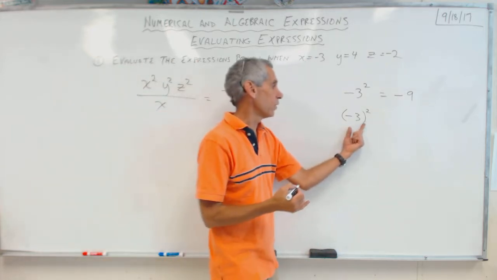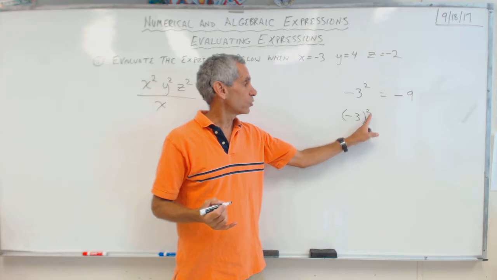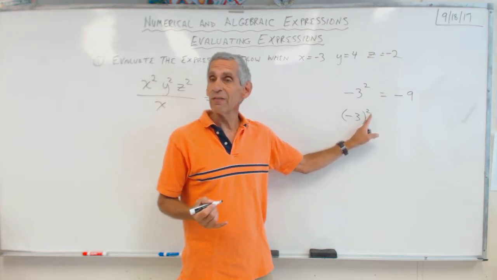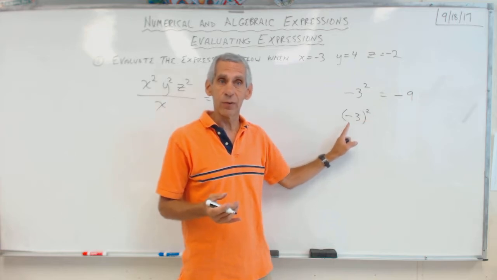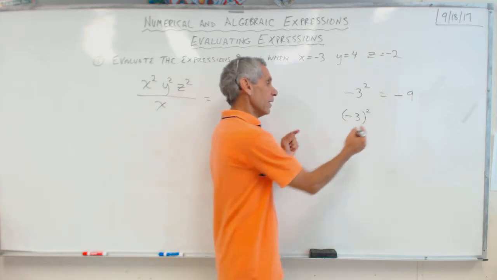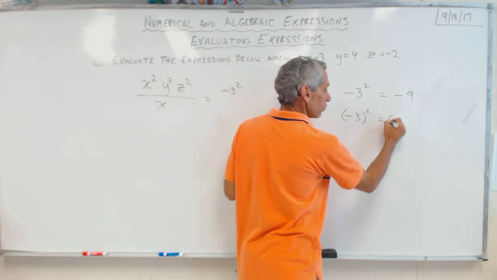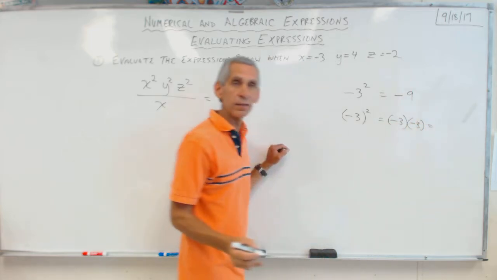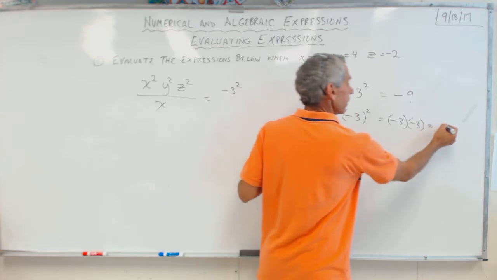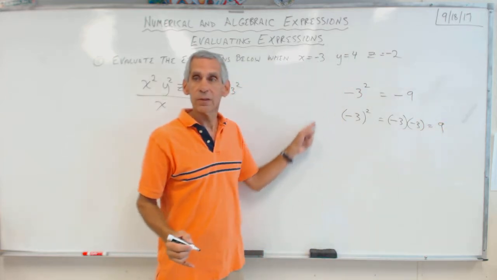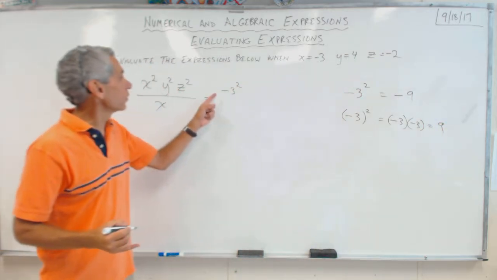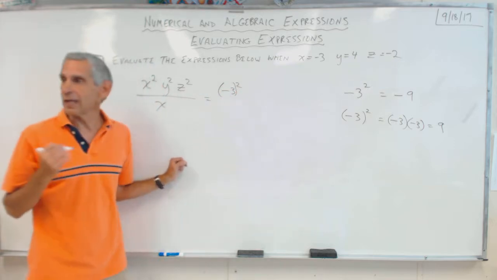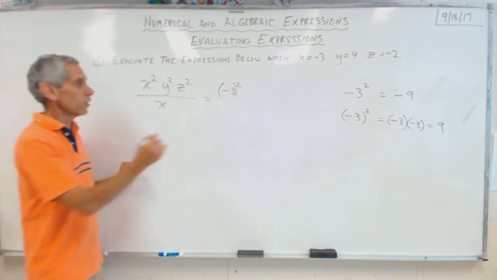Now what about this one though? Now it's saying the square is next to a parenthesis. That means it affects everything inside the parenthesis. Meaning it's now -3 times -3, which is what? 9. Positive 9. Do you see the difference? That's why when you're writing these, you gotta use those parentheses. You got to. Right? Okay, so keep going.